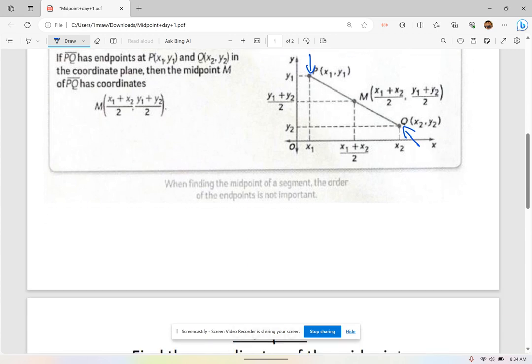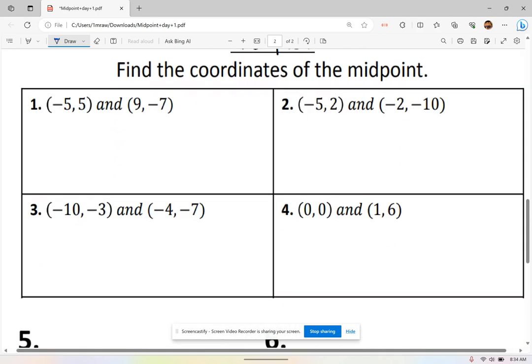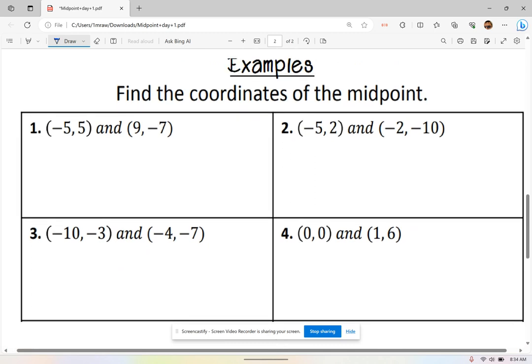Okay. So in finding the midpoint of the segment, the order of the endpoints does not matter. So it doesn't matter which is X1 and X2. Just as long as you're adding the X's together and adding the Y's together, that's what matters. Okay. So here's some examples to find the coordinates of the midpoint. So we want to label this one, right? I'm going to go ahead and label this X1, Y1, my apologies. And then this one, X2, Y2.